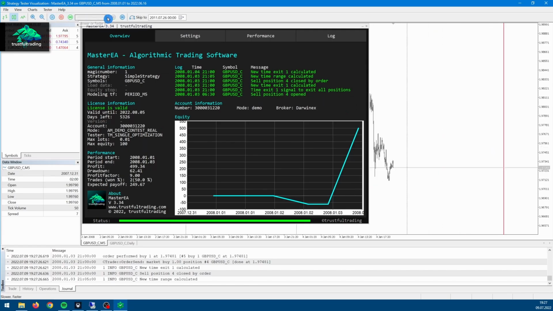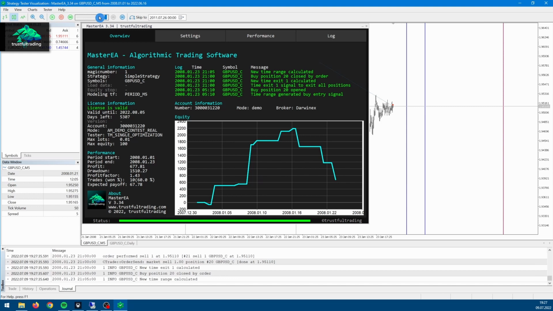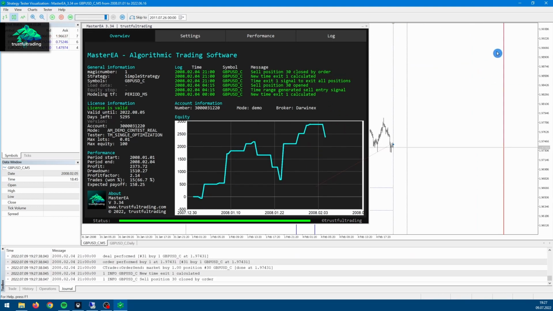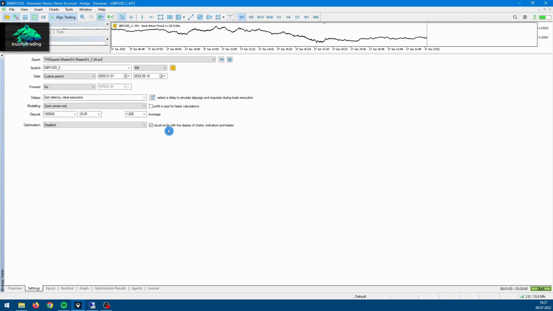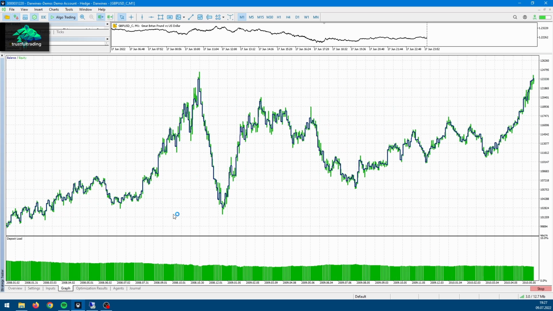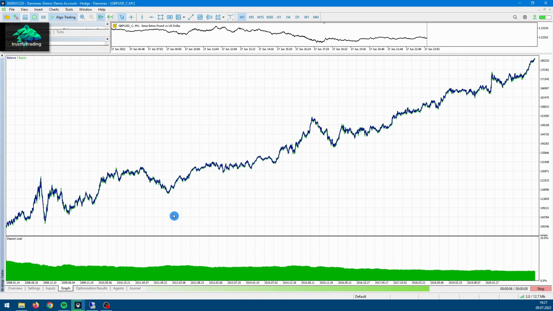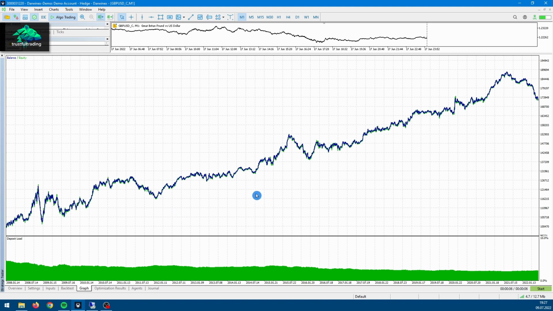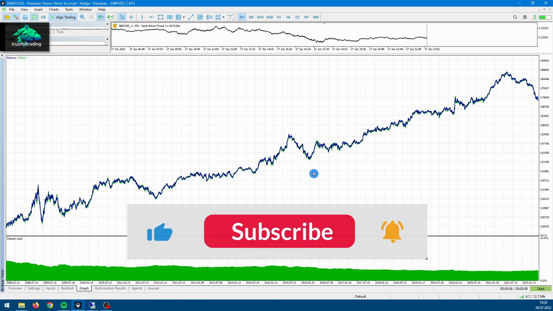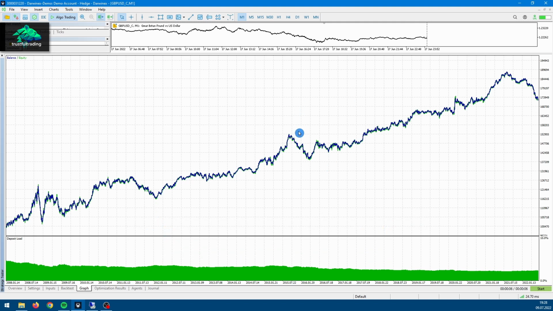Okay, so to speed up this process, we just close the visual tester and we will do a simple backtest over many years. And let's see how the strategy performs. Okay, so we get a quite nice looking equity curve. Of course, this is just a very simple strategy. So we got some drawdowns here and also a recent drawdown.